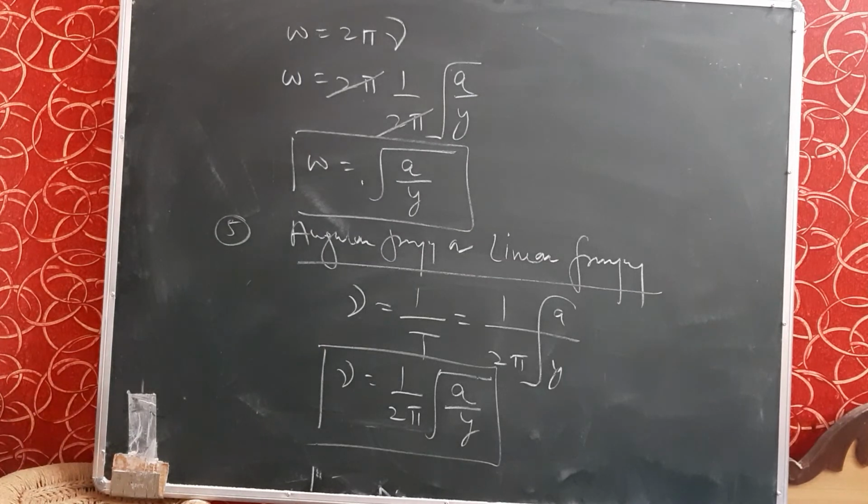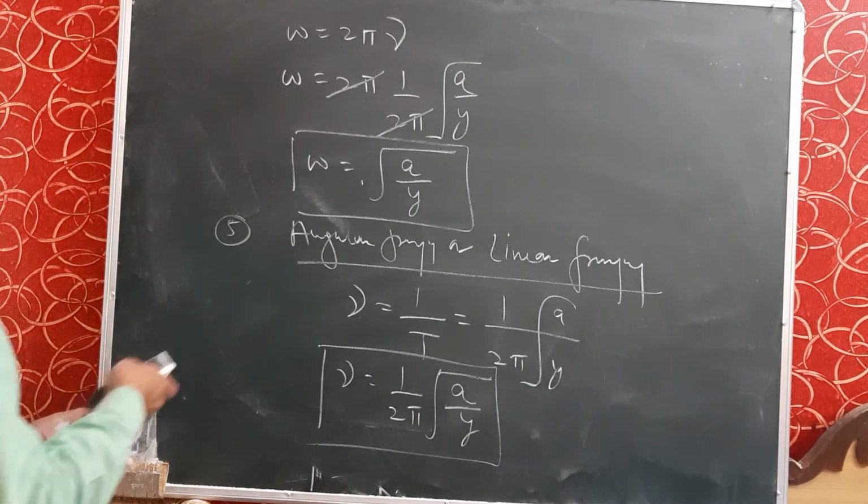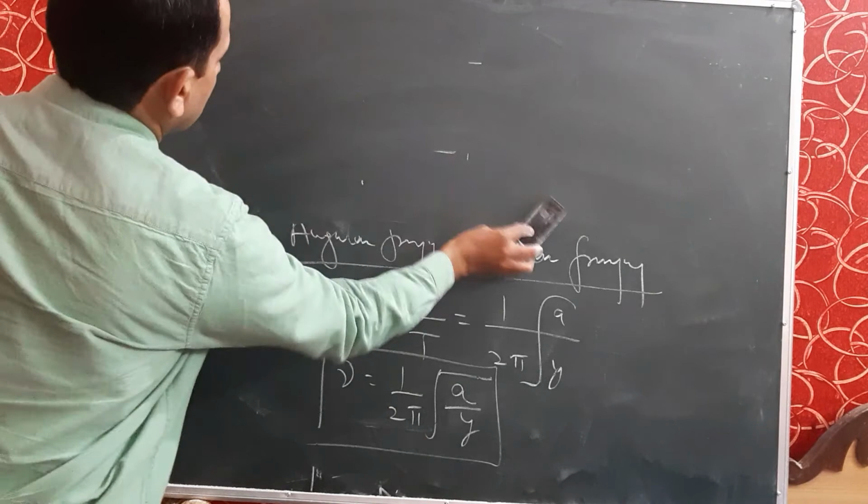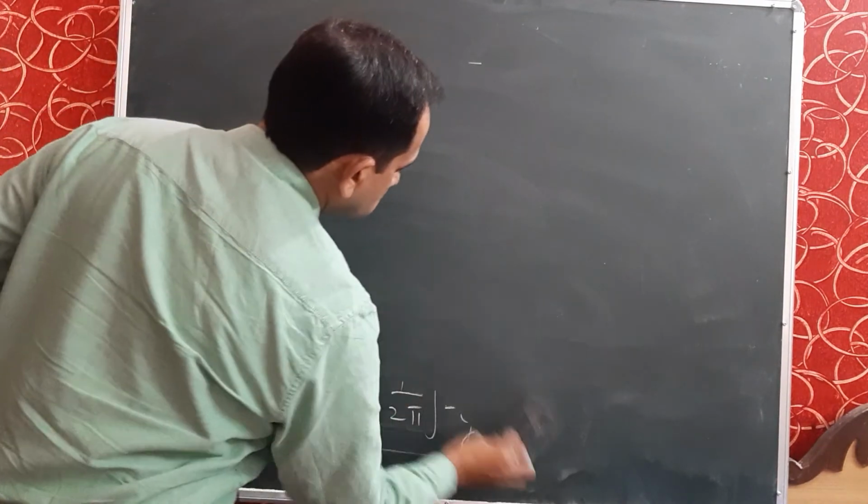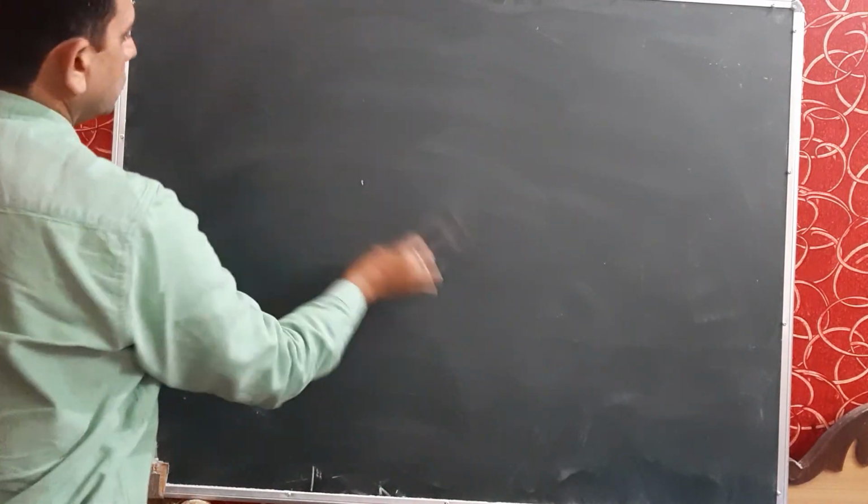So these are the characteristics or formulae which we will use in simple harmonic motion. In the next lecture, we will discuss the different types of simple harmonic oscillators. We will discuss nearly 4 oscillators in the next chapter.